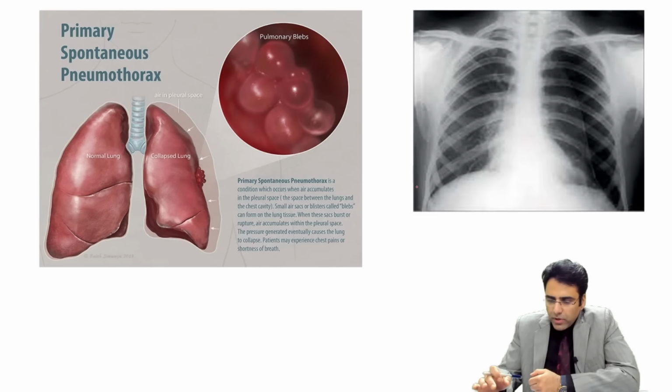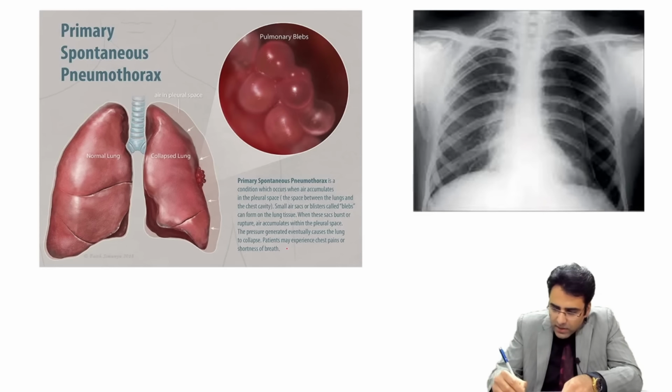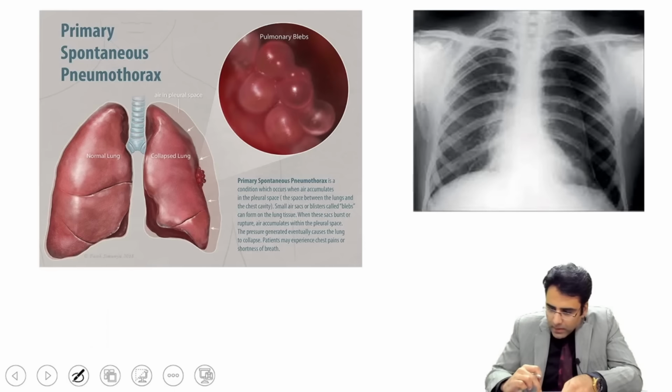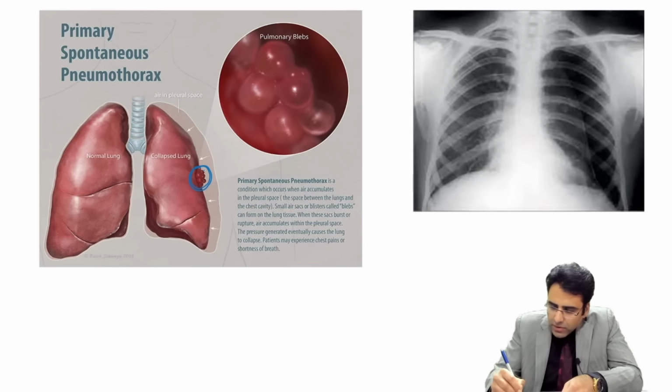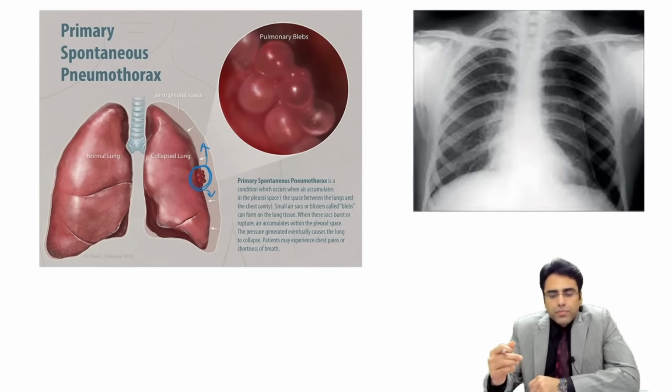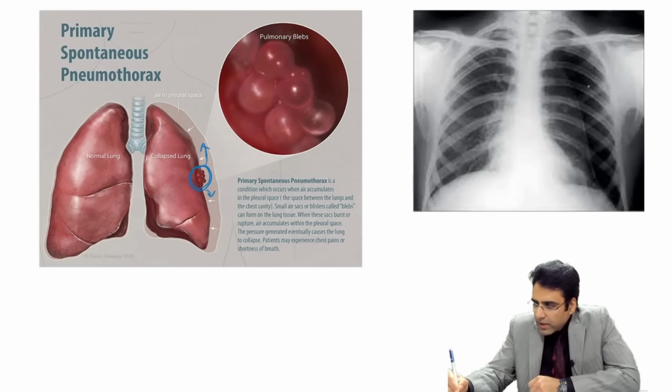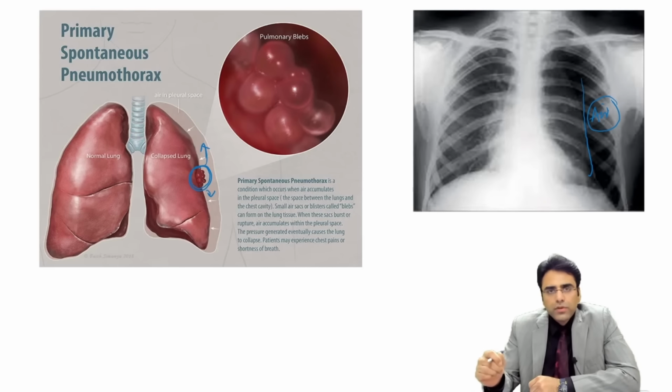Now you see in spontaneous pneumothorax, what happens? Can you see these are the blebs? So pulmonary blebs, these are the blebs. Sometimes due to rupture of these blebs, air can enter into the pleural cavity and can result in primary spontaneous pneumothorax. This is again an X-ray showing pneumothorax. Can you appreciate? This is the lung border, and this is air in the pleural cavity. So this is again a case of pneumothorax.